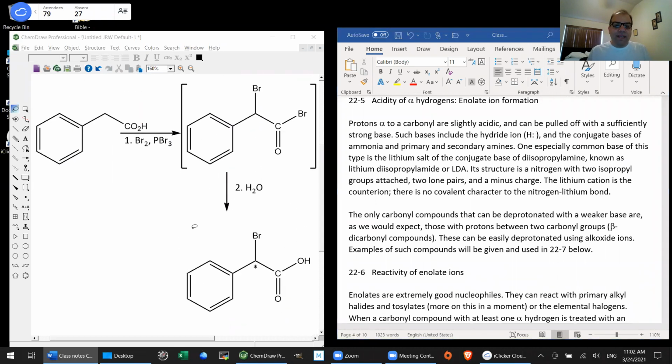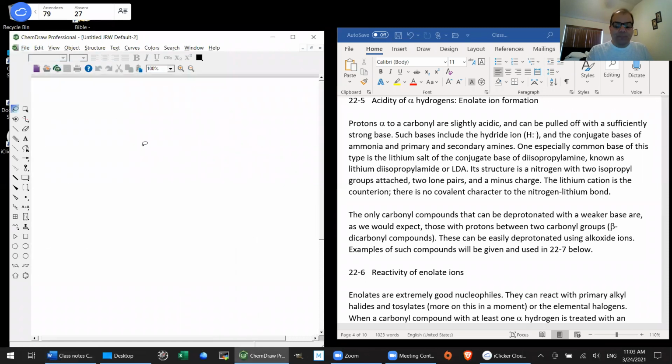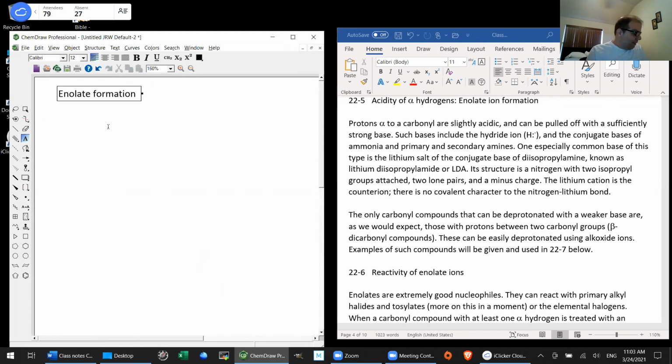Good, so actually what I'll do is I'll open a new document. So what about enolates? How do you make them? Well, let's just leave it at enolate formation. We'll leave reactivity until next time. So in order to make an enolate, you first need an enolizable aldehyde or ketone.